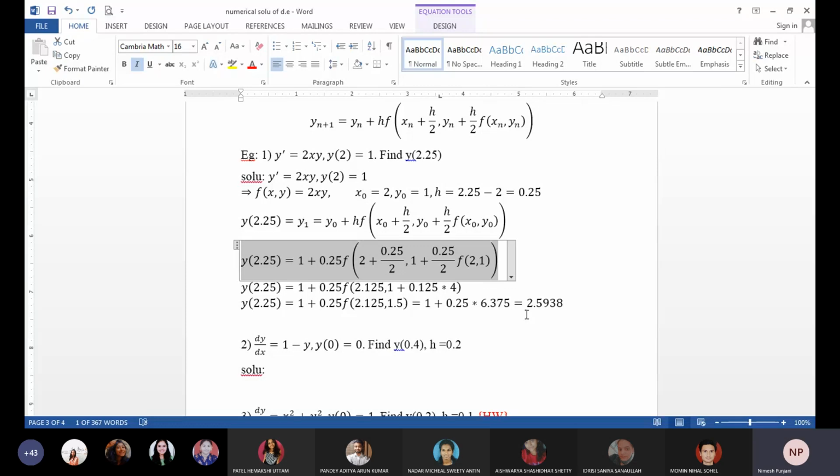Huh, Aishwarya, you got 4.5 in place of 1.5. No, sir. I was asking about f of 2.125, 1.5, how did 6.375 come? Achha, so that f of x, y is your 2xy, right? Yes, sir. Understood now. Okay, fine. So does anyone else have any other question in this part?